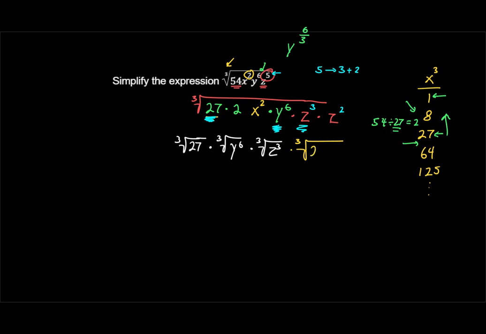So 2 is the leftover numerical factor. X squared, its exponent wasn't higher than our index, so we can't break it down. And the z squared, which is the leftover from breaking apart the z to the 5th.